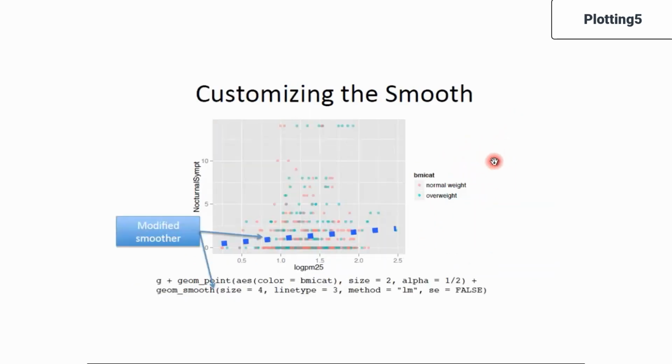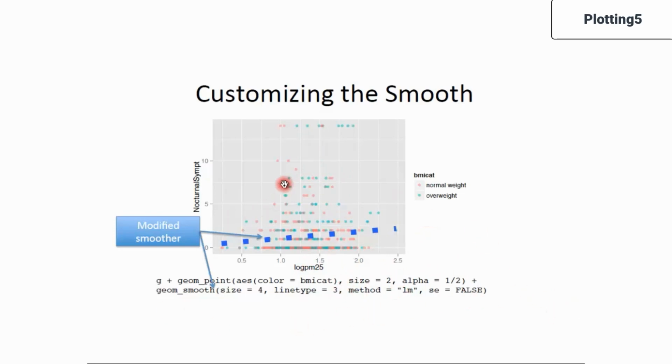Moving on. So how to customize the smoothness of the line or points that we are drawing here. So we are again in the same function. We see g plus geom_point, aesthetics, color BMI cat, size equal to 2. The size of the circles has been reduced to 2, and alpha equal to 1 by 2. You can ignore that now.